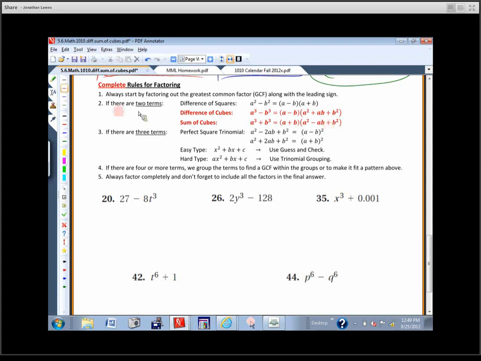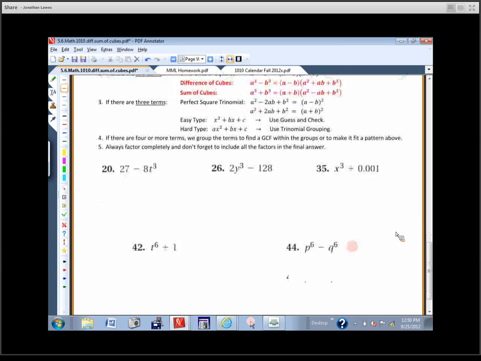If there are 2 terms, we know it's got to be one of these 3 things that we've been practicing today. If there are 3 terms, we know it's got to be a perfect trinomial square, an easy trinomial, or a hard trinomial. Okay? If there are 4 or more terms, we group it so that we can make a greatest common factor or make it fit one of these other patterns here. And the last rule is, you got to know the first and the last rule. Take out the greatest common factor and always factor completely. Okay? So let's run through a couple of problems.